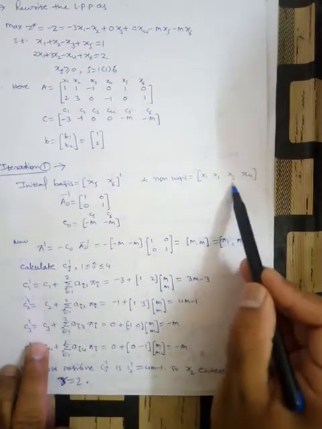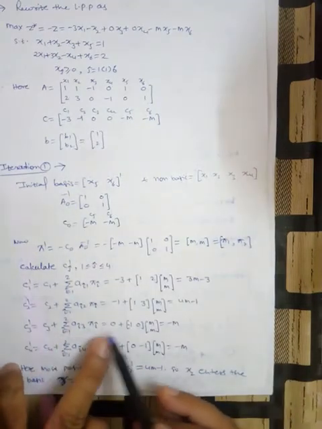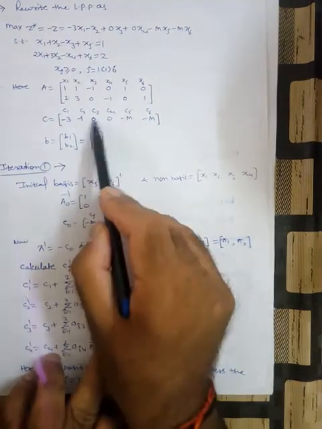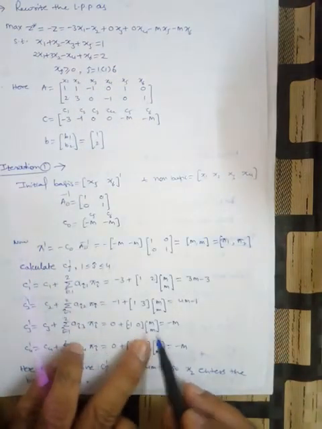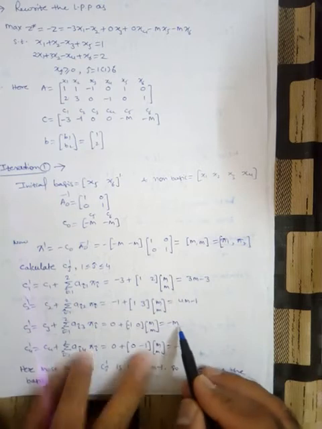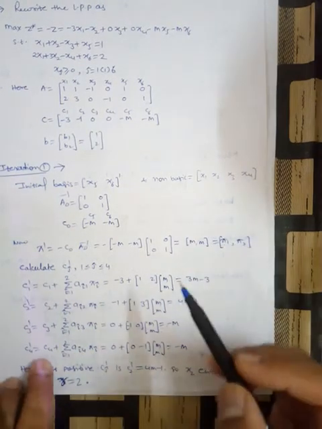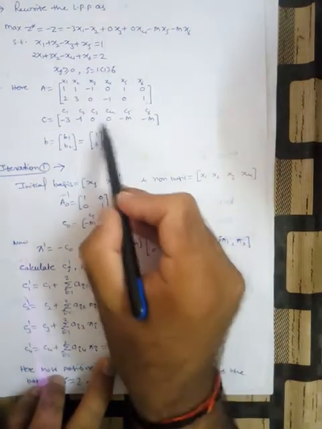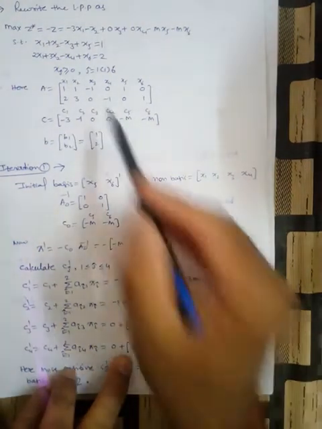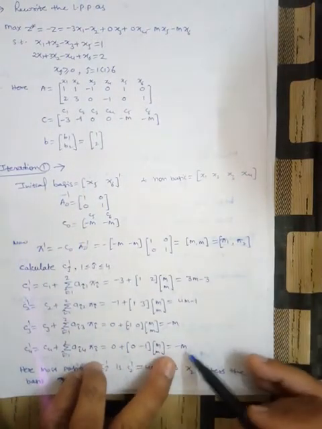Similarly c3 dash for x3 is c3 plus the summation of ai3 pi i, that means c3 is 0, plus the third column minus 1, 0 multiplied by the pi multipliers, so minus M. Similarly c4 dash corresponding to x4 is c4 plus the summation of ai4 pi i. So c4 is 0, the fourth column 0, minus 1 multiplied by the pi multipliers, so we get minus M.